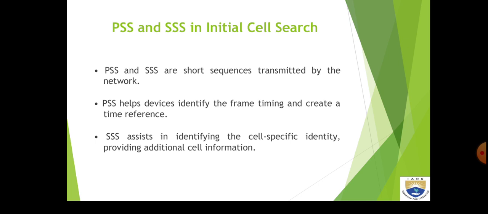PSS and SSS in initial cell search. PSS and SSS are short sequences transmitted by the network. PSS helps devices identify the frame timing and create a time reference. SSS assists in identifying the cell-specific identity, providing additional cell information.